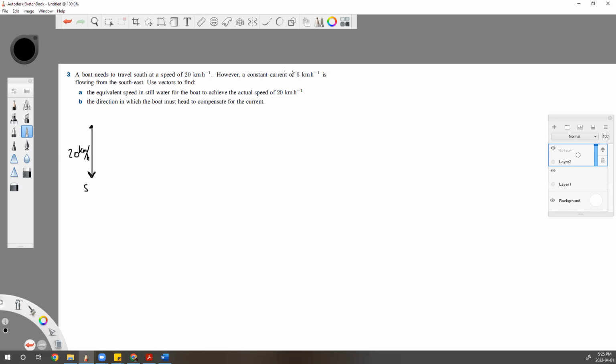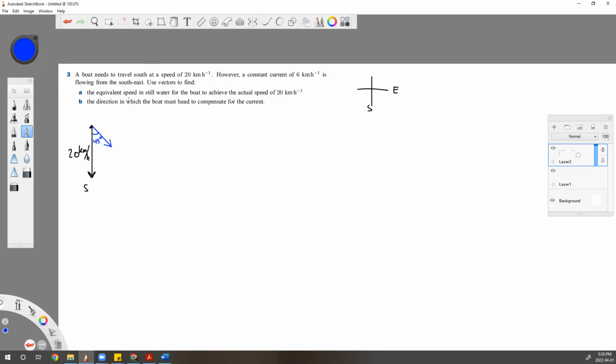However, a constant current of 6 kilometer over hour is flowing from the southeast. So where is southeast? So this is south, this is right. So we have the constant current of 6 kilometer over hour. So I want to draw this. Okay. If it is southeast, it has to be 45 degrees, right? Easy peasy. Okay. So first thing first, you need to answer the question.